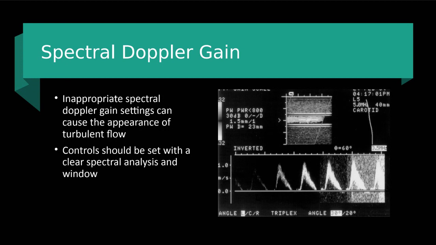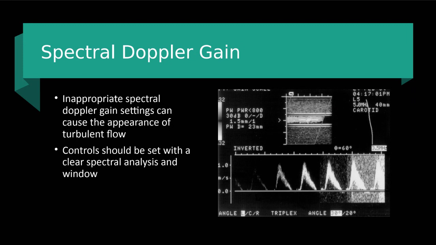Again, the first things that we're doing, we're checking our relationship between the vessel and the color box. We're checking our color gain, and now we're checking our pulsed wave gain, or our spectral Doppler gain. So inappropriate spectral Doppler gain settings can cause the appearance of turbulent flow, or that spectral broadening that we learned about. And we want to make sure that our controls are set so that we're getting a clear spectral window when we're Dopplering a vessel.